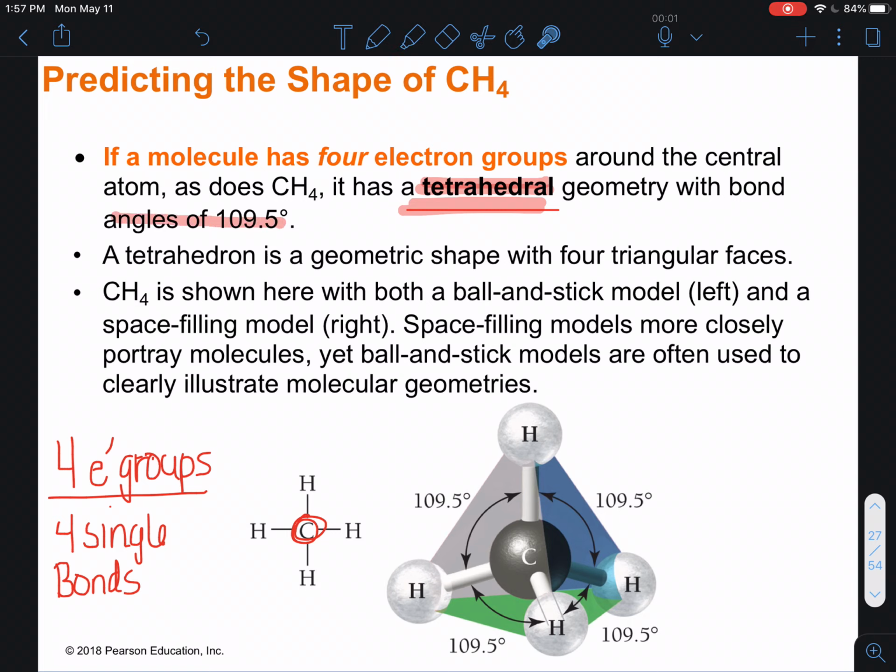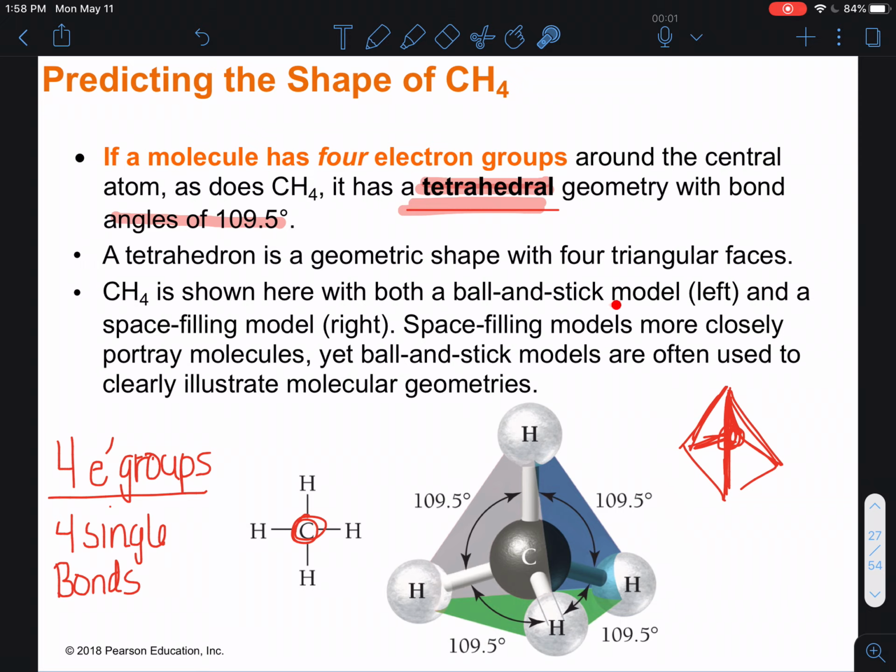A tetrahedron is a geometric shape with 4 triangular faces. So this is kind of what it looks like. In a way, you can think about it like a pyramid, with the central atom right here. It's kind of ugly. But the big take-home message is that each bond angle is 109.5 degrees.